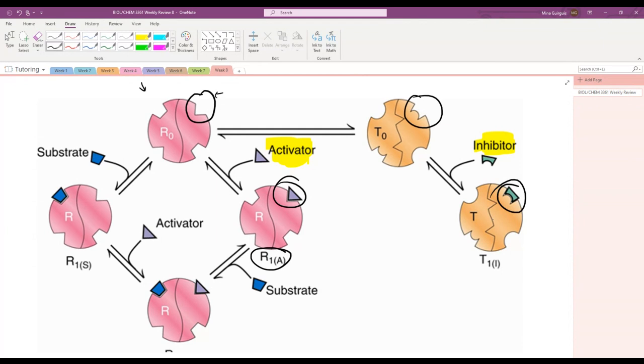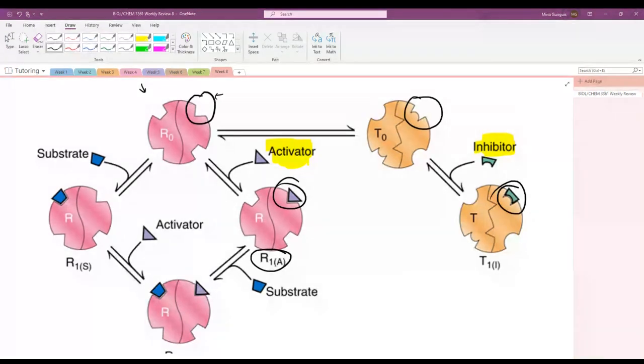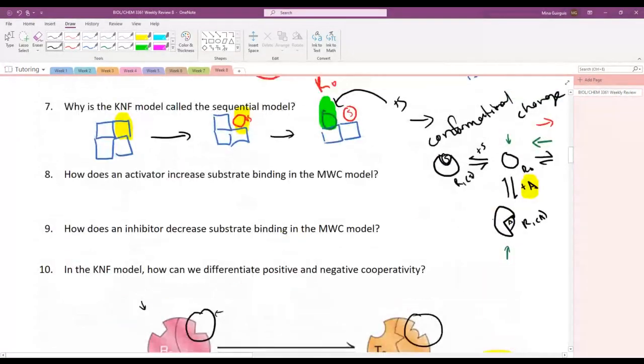I'm going to say it again. The activator only has a binding site with the relaxed form. The inhibitor only has a binding site with the tense form. Okay? All right, and that's numbers 8 and 9.